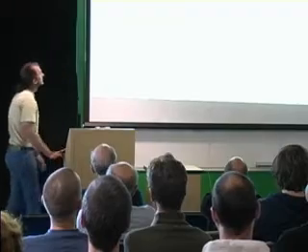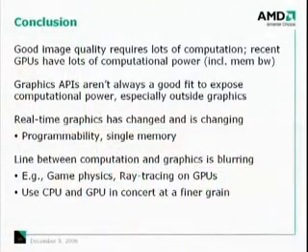Okay, so I'll finish up. The conclusion of all this is that good image quality requires a lot of computation. These GPUs have a lot of computational power, and you can actually use them to compute stuff that might not be graphics. And it's not just the number of gigaflops, it's also the very high memory bandwidth. Graphics APIs aren't always a good fit to expose the computational power, particularly for non-graphics things.